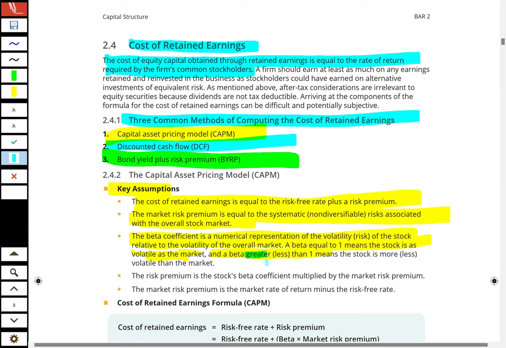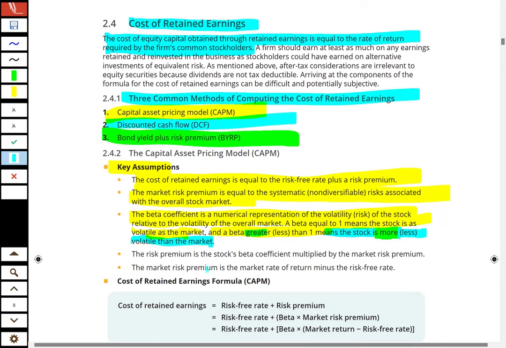Okay. And that means that the stock is what? If it's greater, that means that the stock is what? More volatile. If it's less than one, that means that what? That means that stock is less volatile than the market. Okay. Greater than one, more volatile; less than one, less volatile than the market.